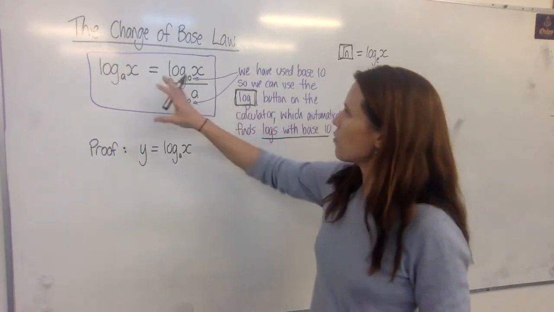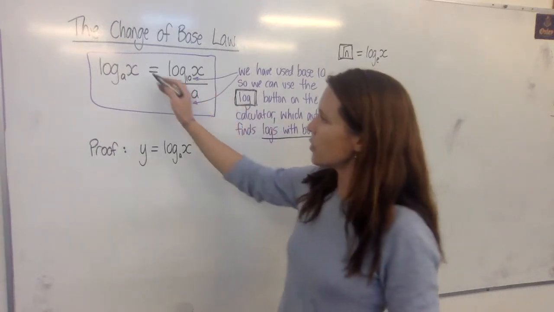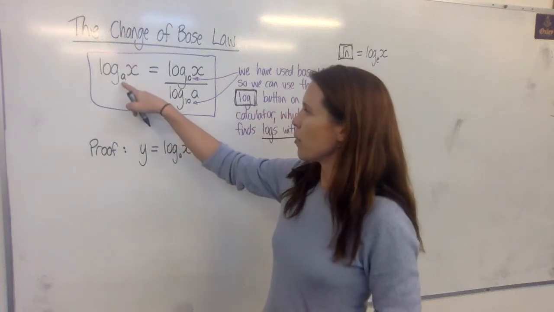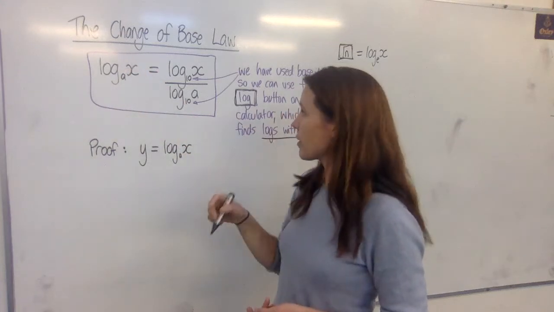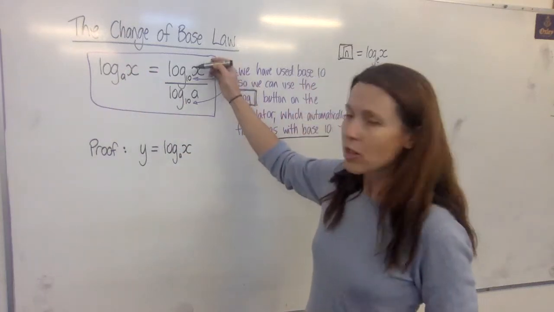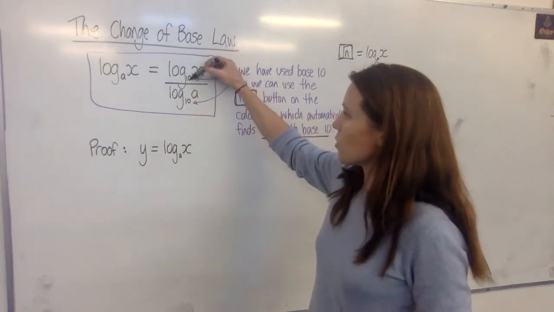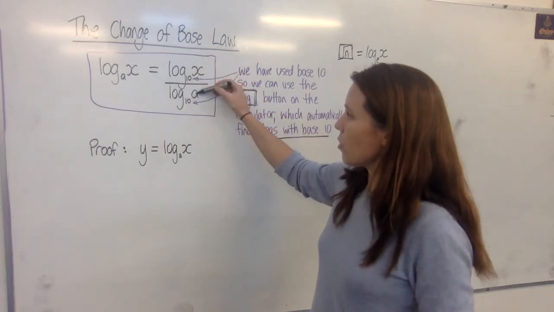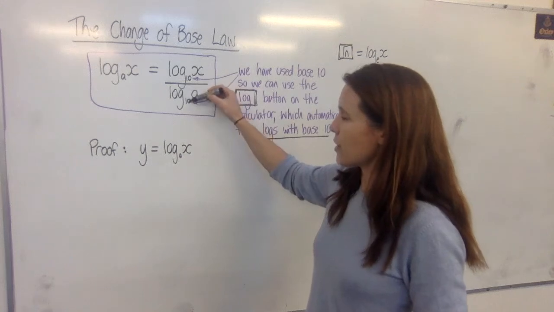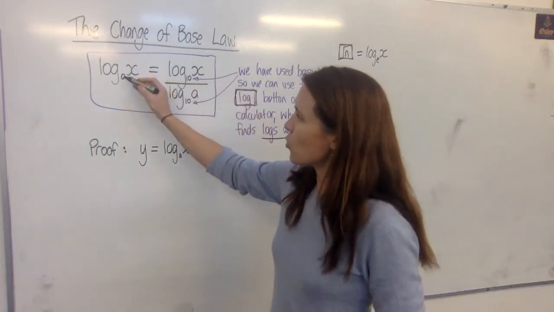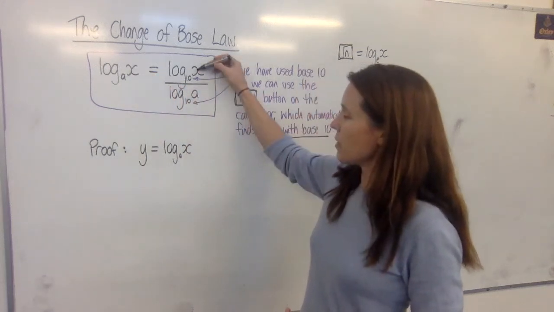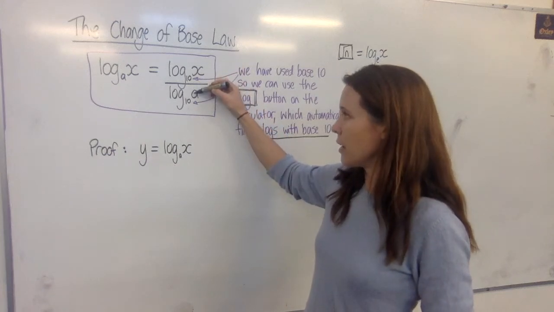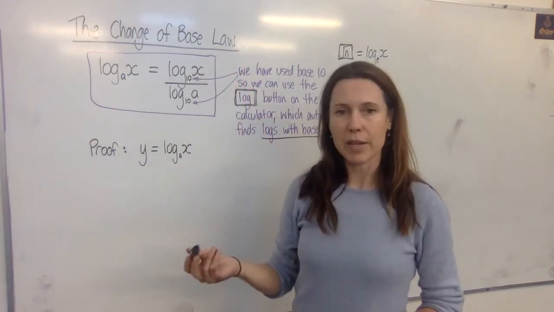Now, what does this change of base law look like? Well, it says that if you take any log where we've got a base of a and the log is of x, then you can break it up into a fraction where you've got the log of x to a certain base over the log of a to that same base. So we're taking these two numbers here, putting one in the numerator, one in the denominator, and giving them both a log with the same base.